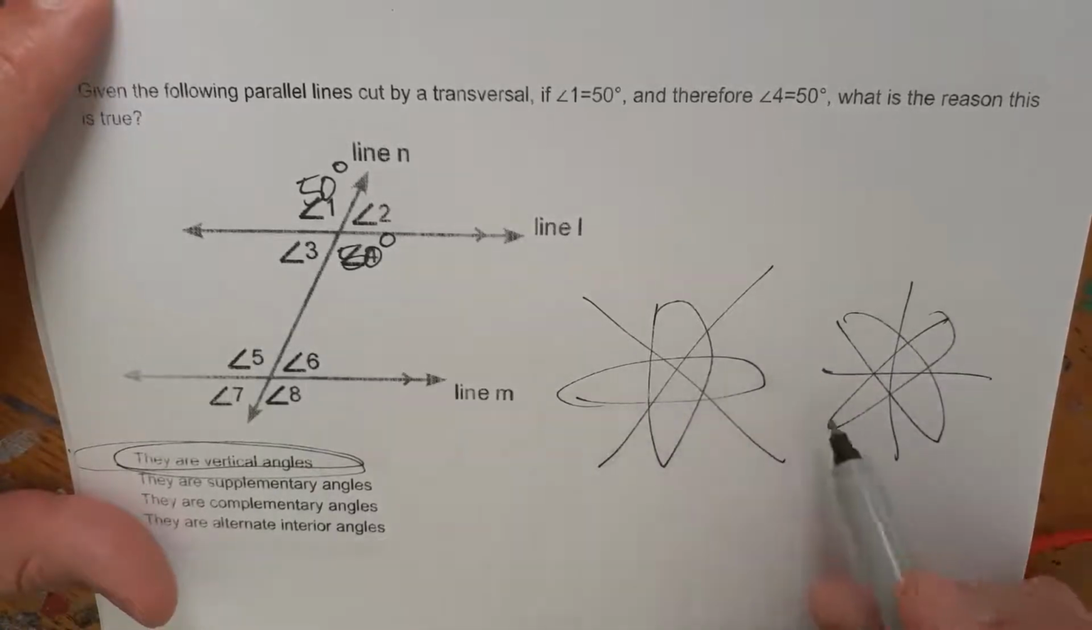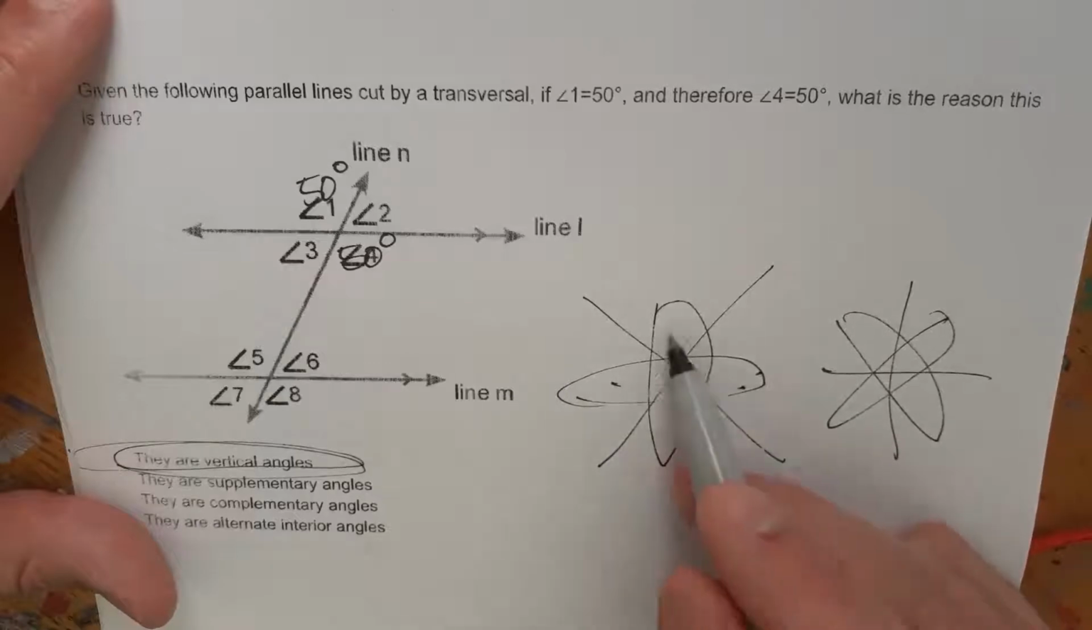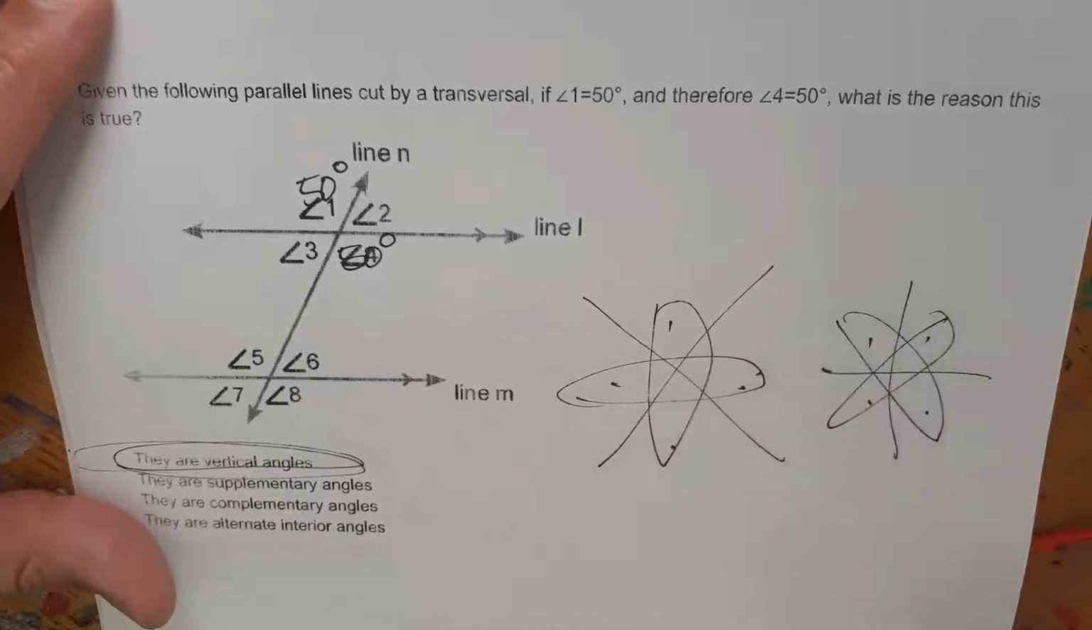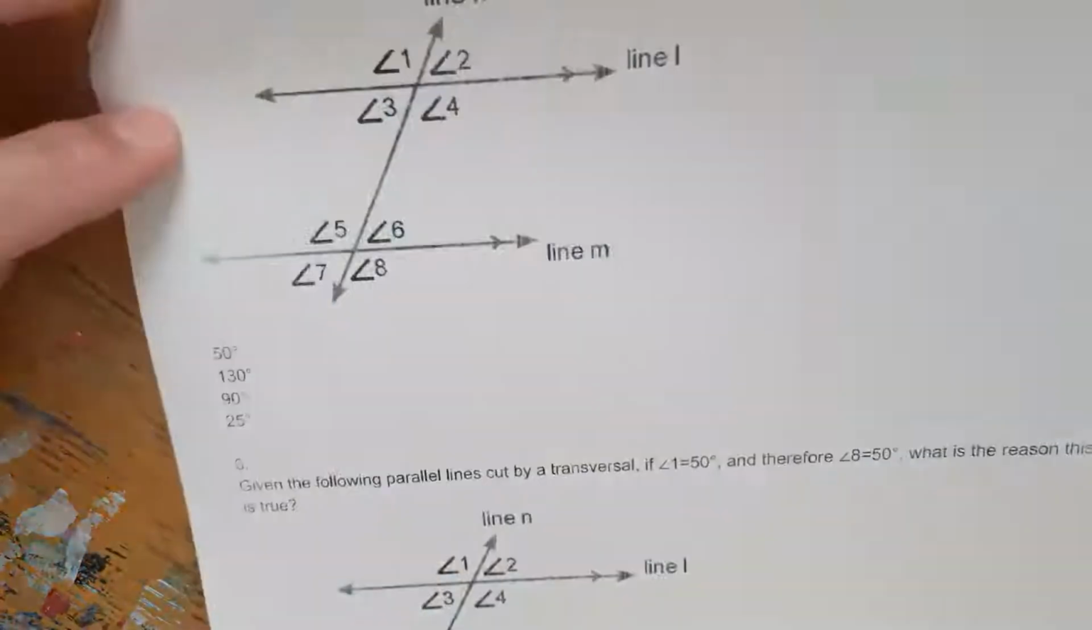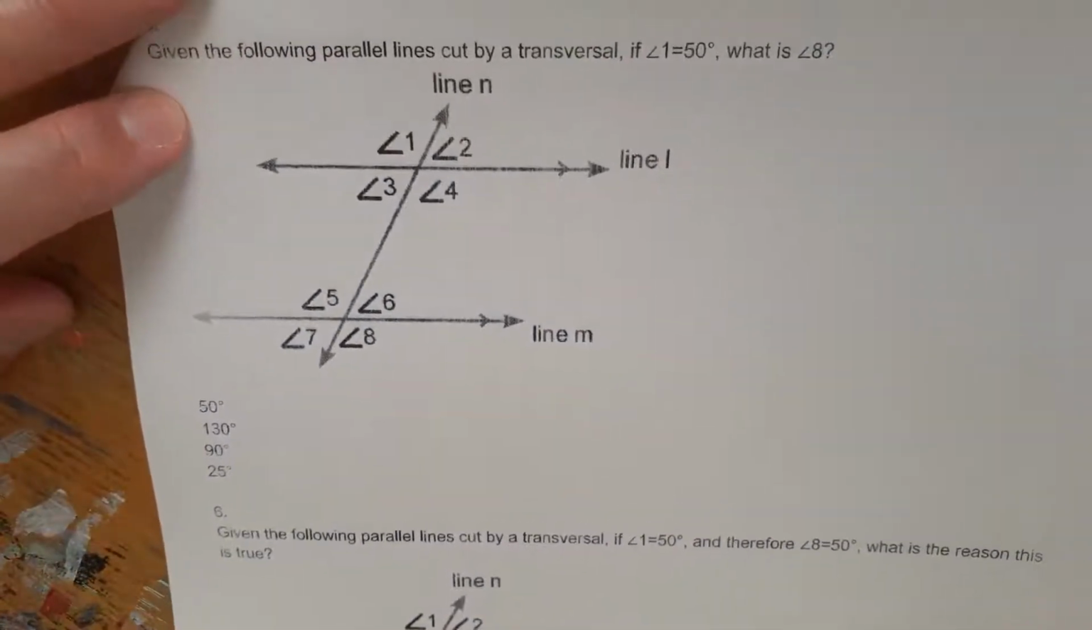They don't necessarily mean vertical from each other. They literally mean across from each other. We cover that a bunch of times in all the lessons for vertical angles. An annoying name. They should have named it across from each other angles. And vertical angles are equal.